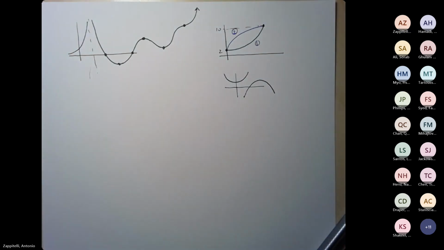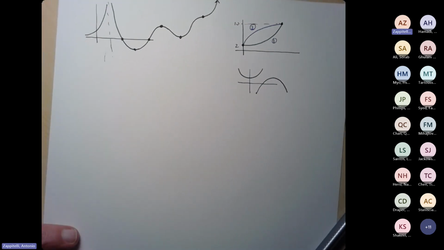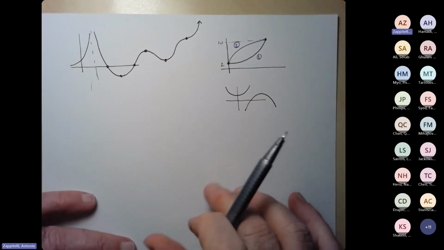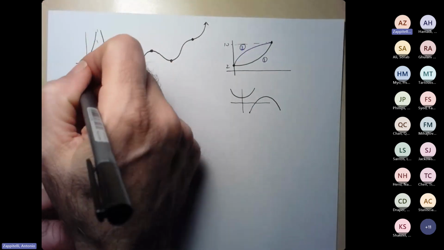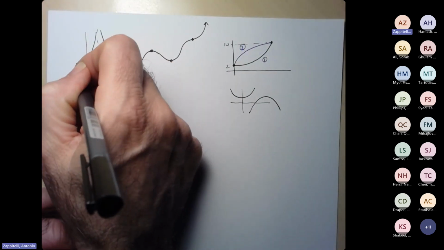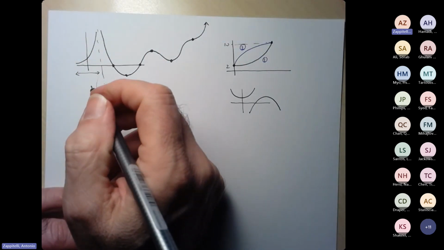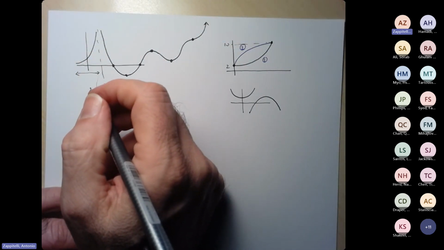So let's take a look at this function here. So in this first section, what do you think? In this first section, is it concave up or concave down? Is it bending upwards or bending downwards?